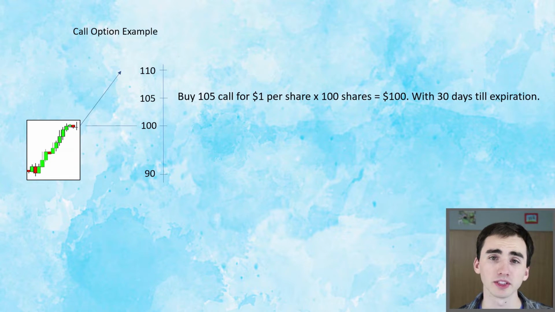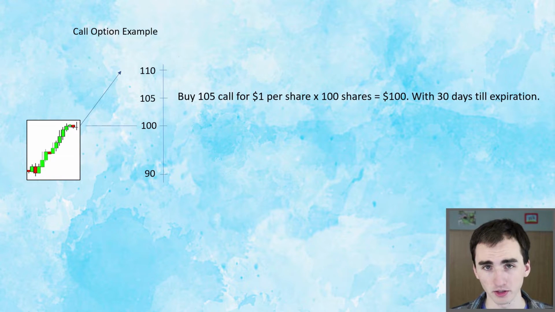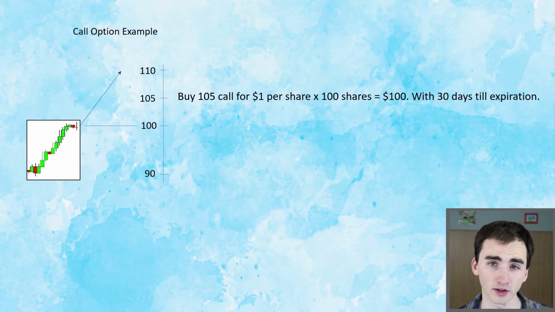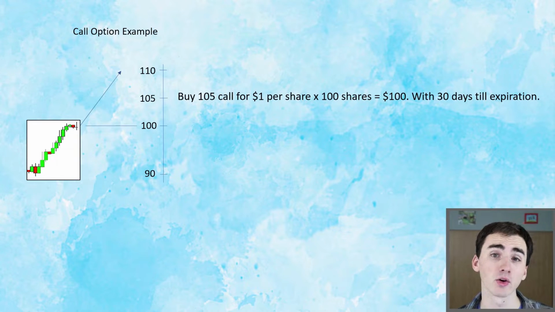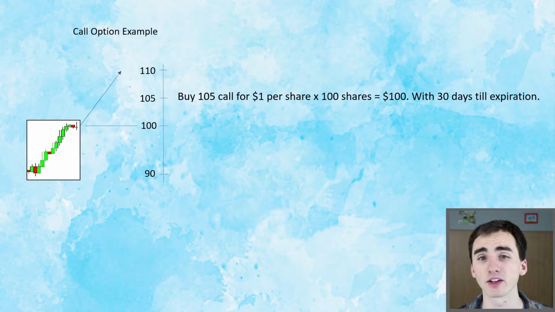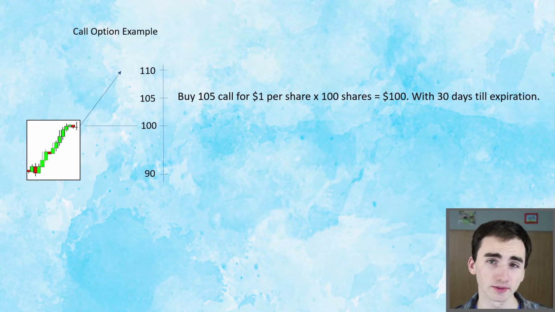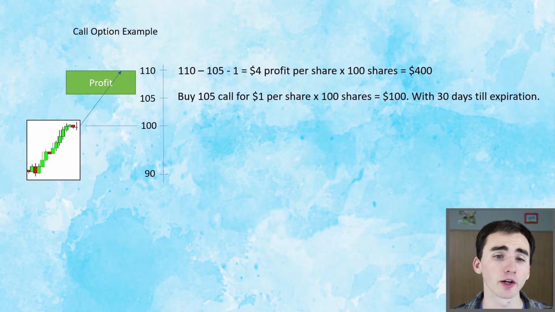So quite often you will see a call option costing $1, and usually that means $100 because it's $1 times 100. So for this example, this call is going to cost us $1, which will equate to $100 in the end to buy the whole call option. And then we will have that call for 30 days. So once the stock gets to $110, we can exercise that option and buy the shares at $105.